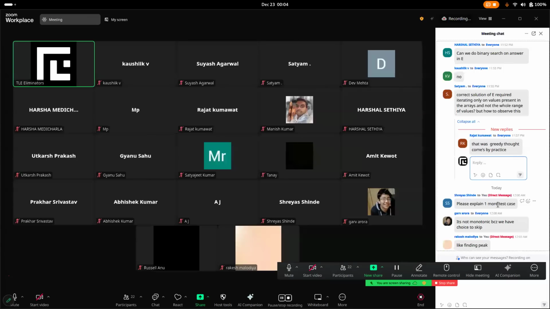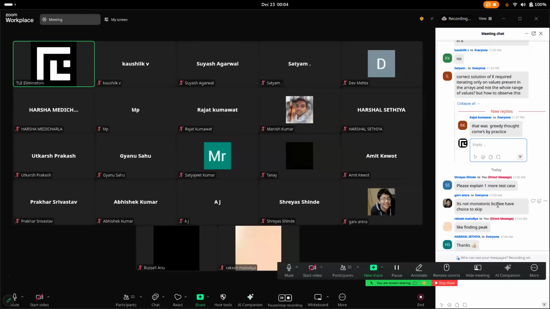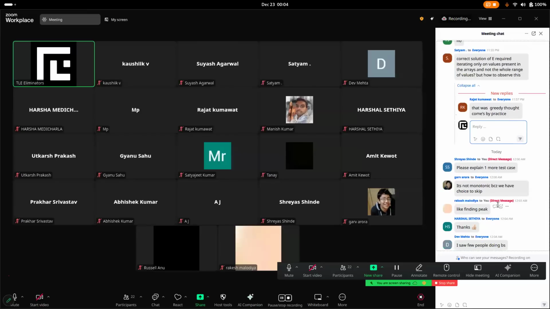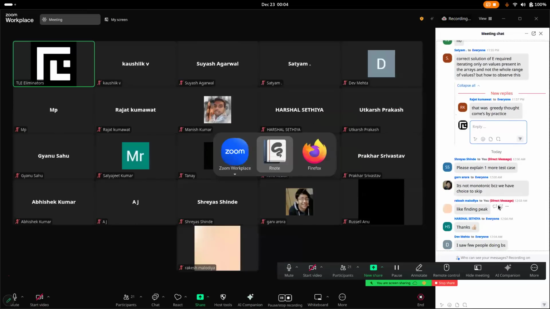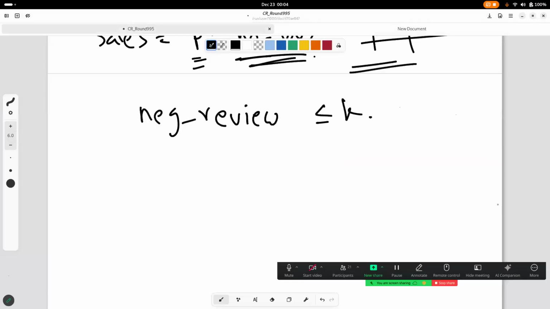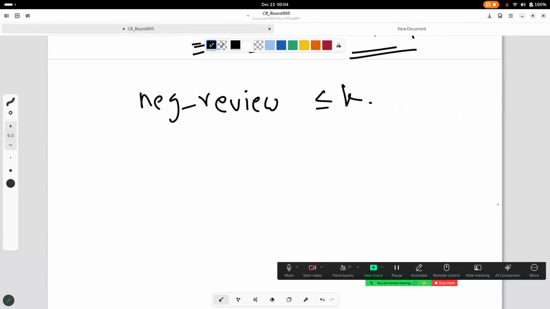So it's not monotonic because we have a choice to keep. Yeah, it won't be monotonic, it's just non-increasing. Okay. You saw a few people doing binary search. I'm not sure what variables they picked for binary search. Maybe it's possible, but let's try to see.